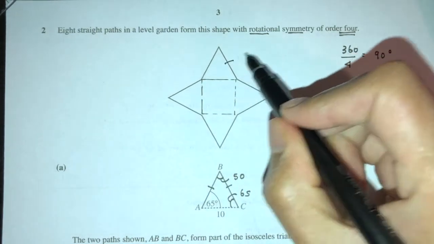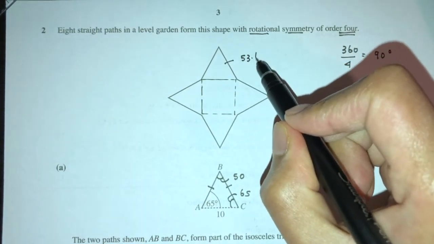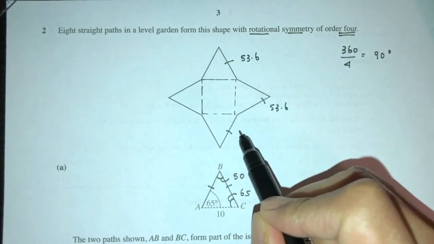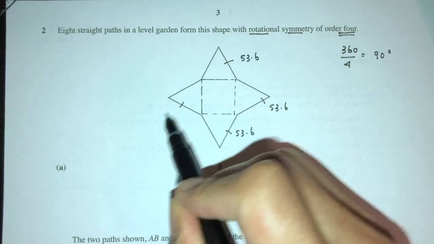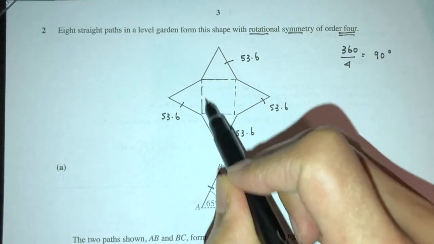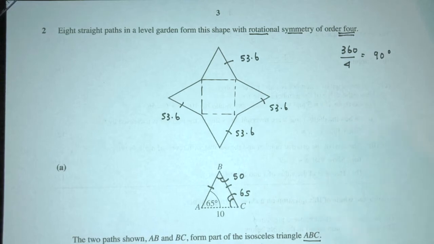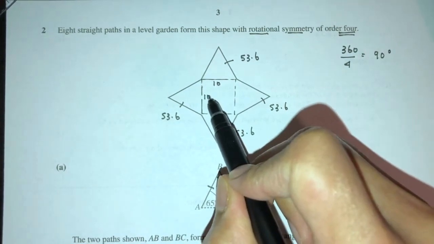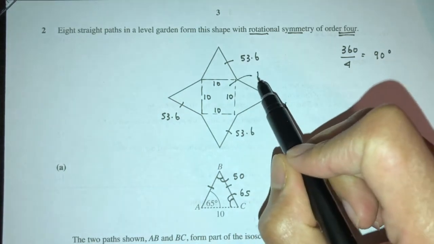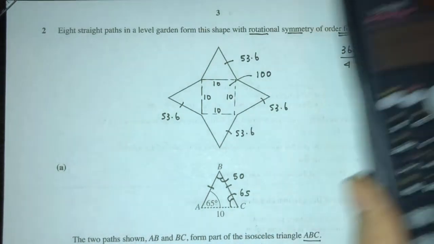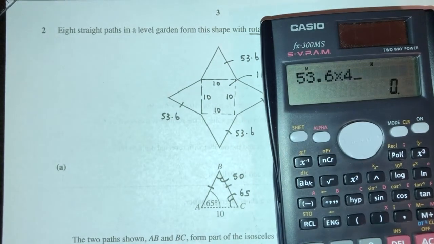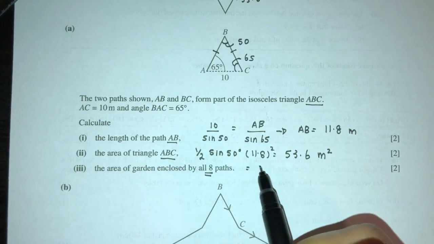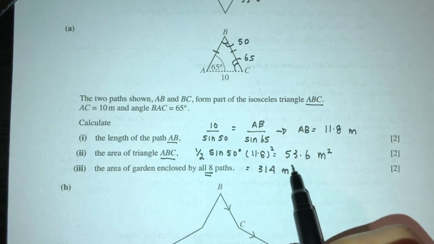So we know this already, it is 53.6, right? This also has to be 53.6, 53.6, 53.6. So what is the area of the inside? As you can see, it is a square of side 10. This is 10, 10, 10, and 10. So the area will be 10 times 10, which is 100. So everything together will be 53.6 times 4 plus 100. That will be 314.4, but correct to 3SF will be 314 meters squared.